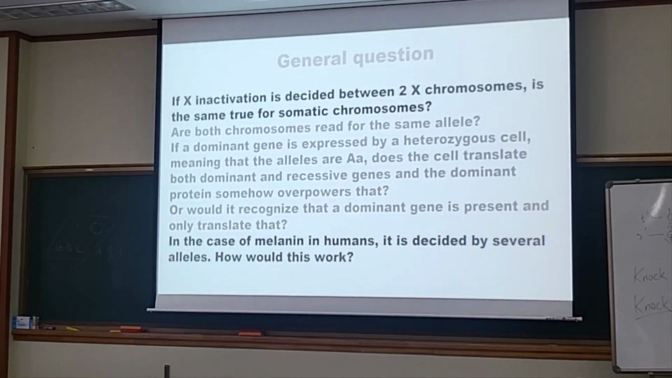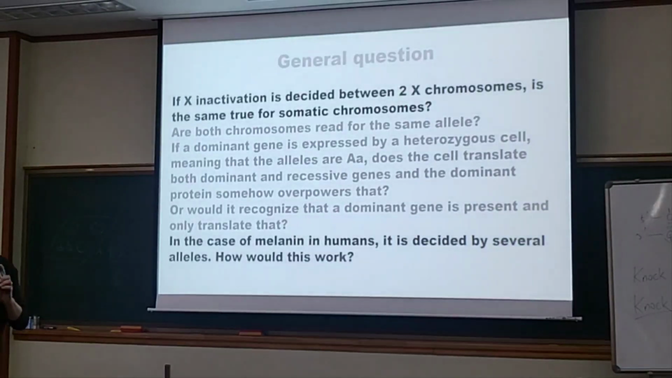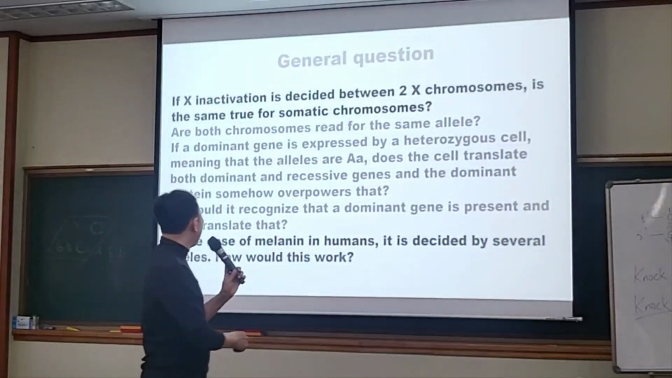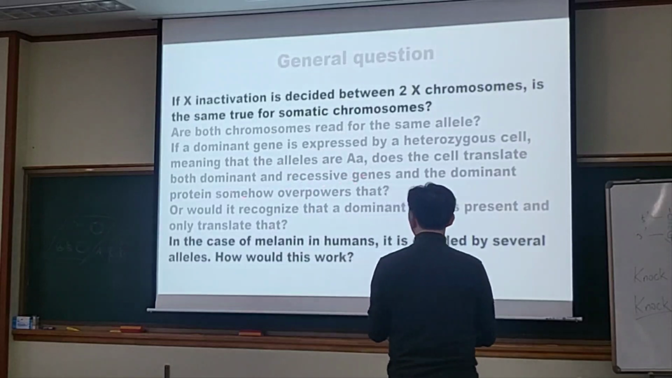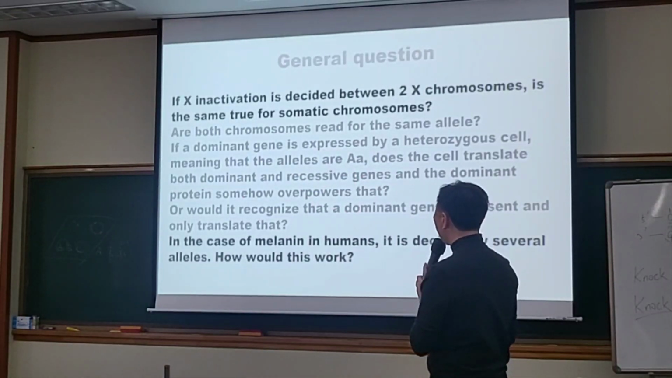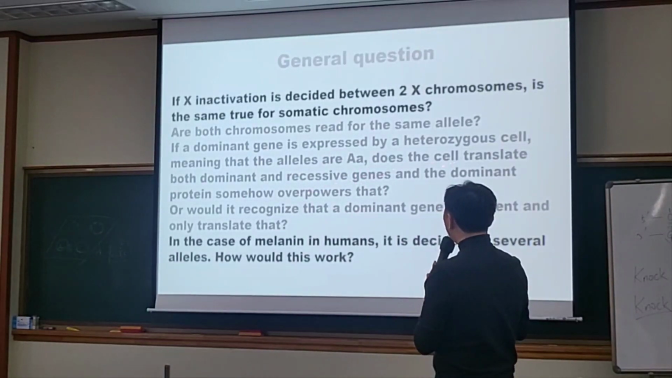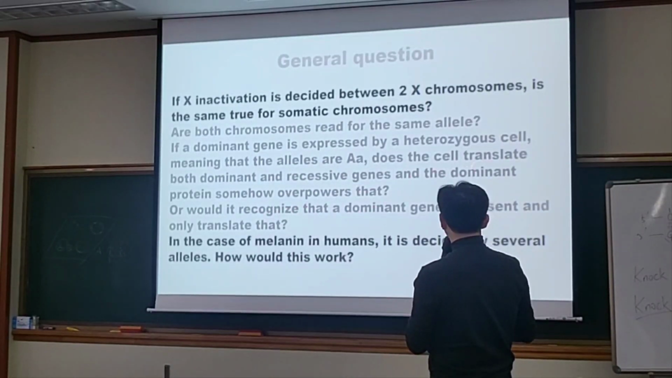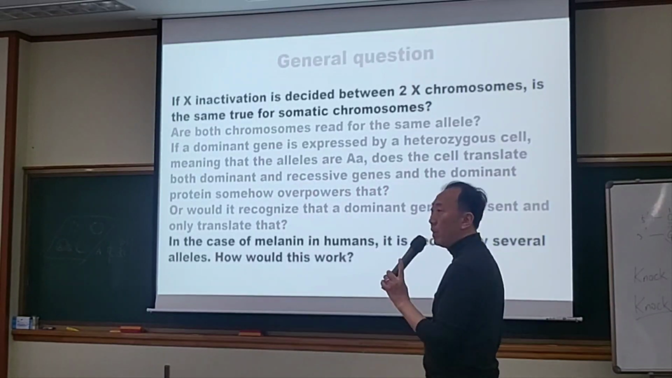Okay, this is the question. So the X chromosome is like this, and that means only one X chromosome survives. Then if that happens to a gene in another area, what's going on? Is it only dominant versus the dominant gene overpowering a recessive one?